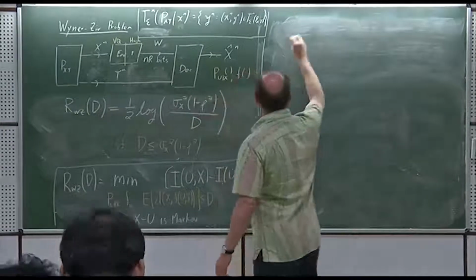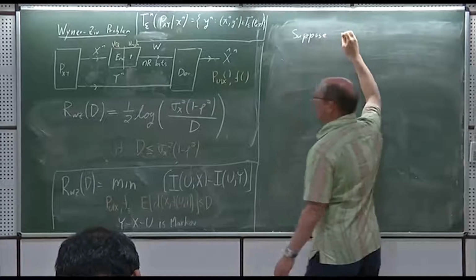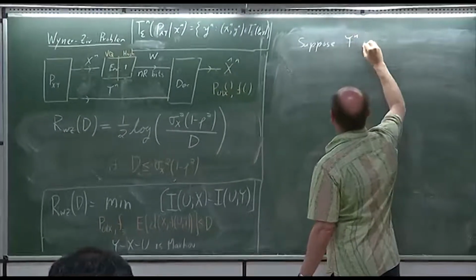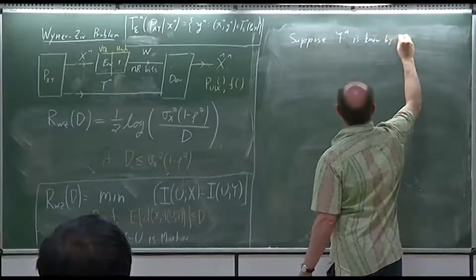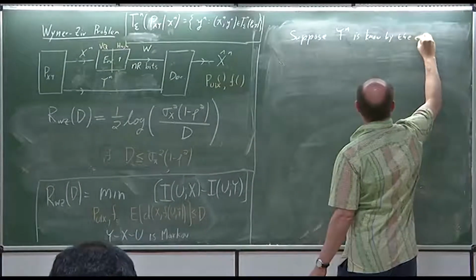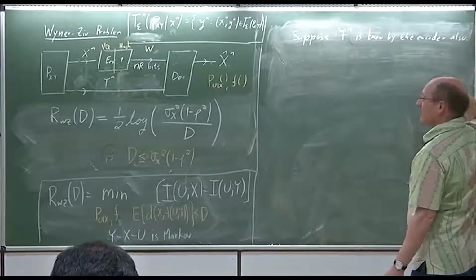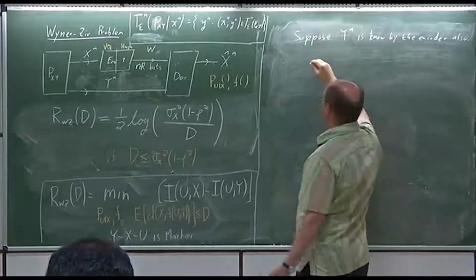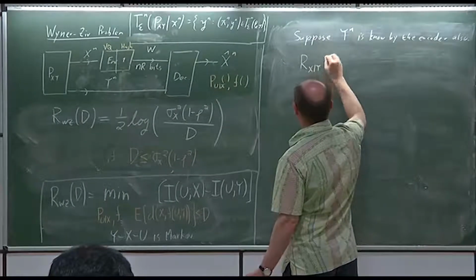There was also a question about the conditional rate distortion function, if we know y, so maybe I'll say a quick word about that. Suppose y^n is known by the encoder also. Then it turns out the rate distortion function is given by, I think in the course notes, it's written like this.